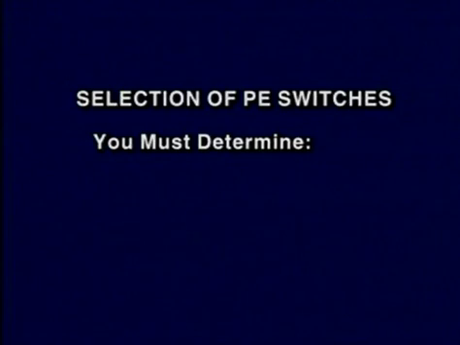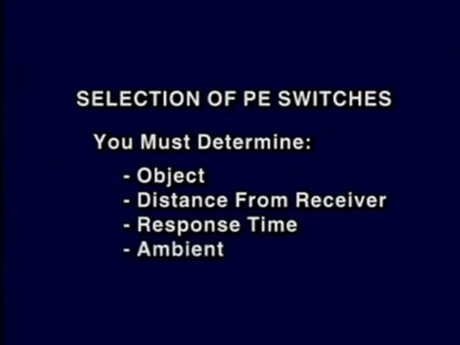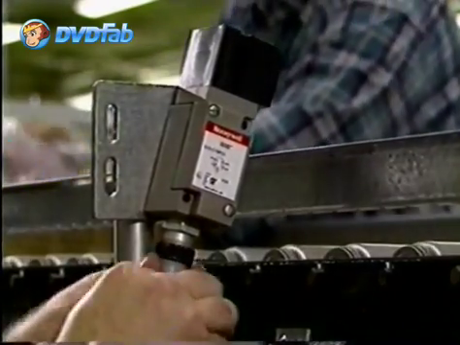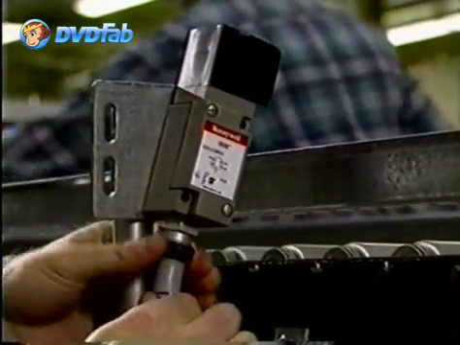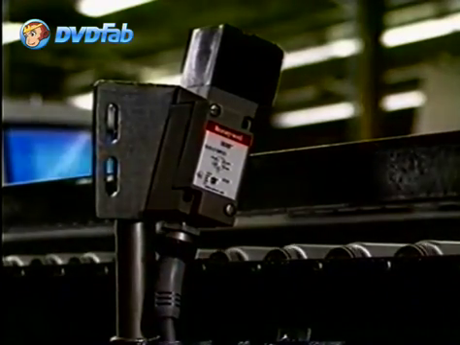To select the proper photoelectric switch, you must determine the object to be detected, the distance where the source is to be located from the receiver, the response time of the detection, and the ambient of operation. Manufacturers of photoelectric switches can provide you with important application information on the selection of the proper switch. During the installation of the switch, it is important that the sensor and receptacle are mounted in a solid manner to a support bracket to avoid misalignment due to vibration.